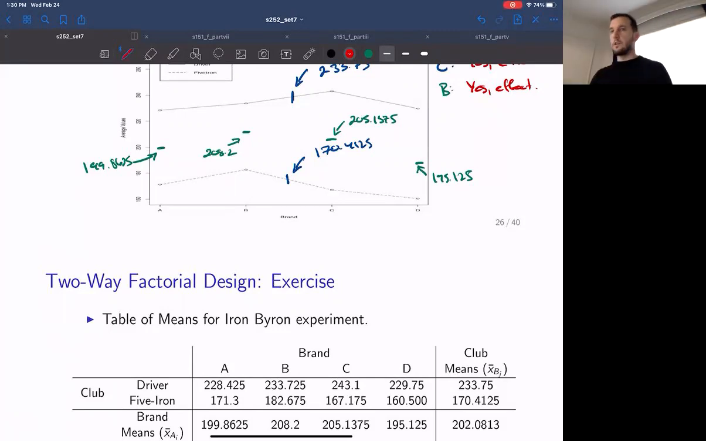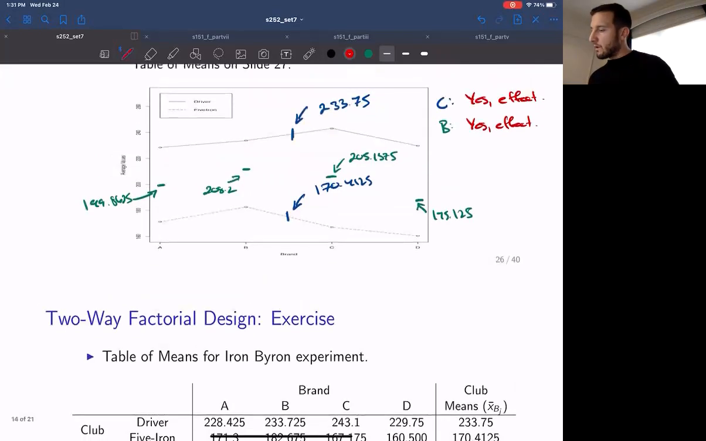But now what we would be interested in doing is saying which of these golf ball brands are actually significantly different from one another in terms of average distance traveled. Most likely, golf ball brand B and golf ball brand D will be significantly different. But it wouldn't be surprising if golf ball brand B and golf ball brand C were not significantly different from one another, because we can see the average distance traveled there only differs by about 3 yards. So that's where the multiple comparisons would come into play.